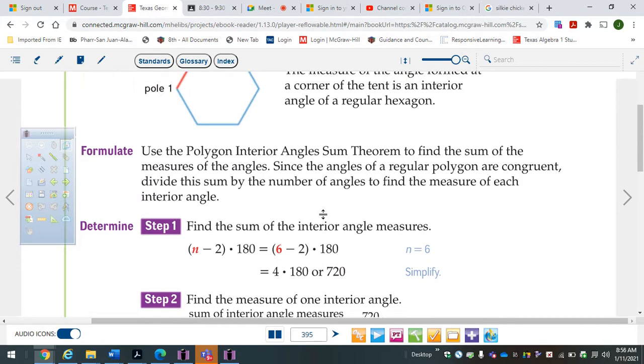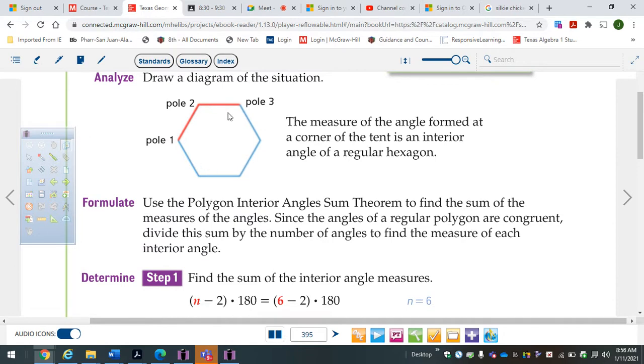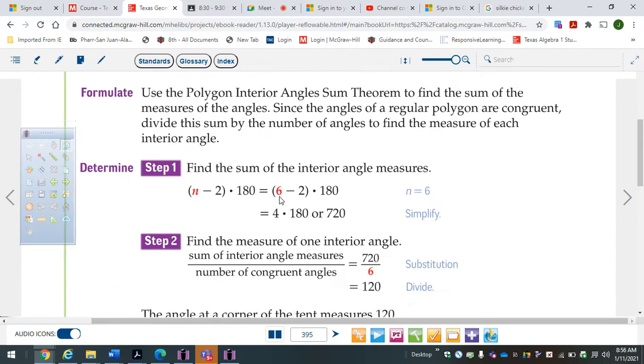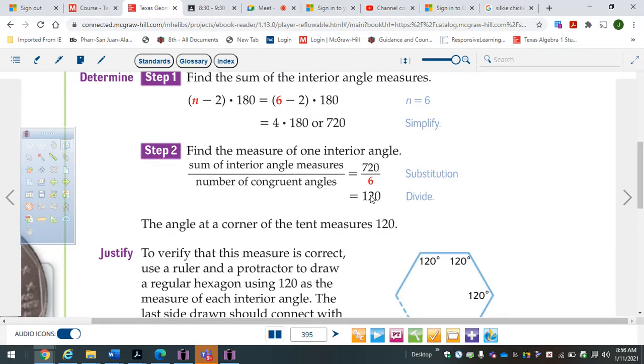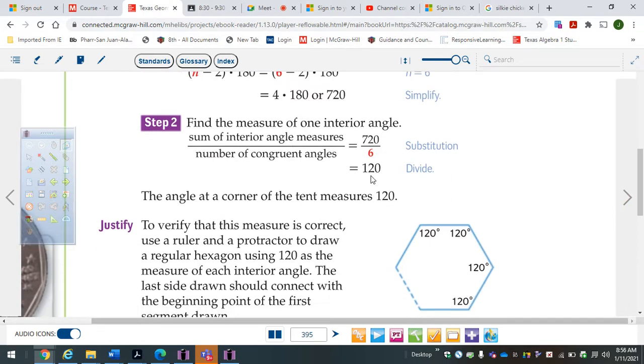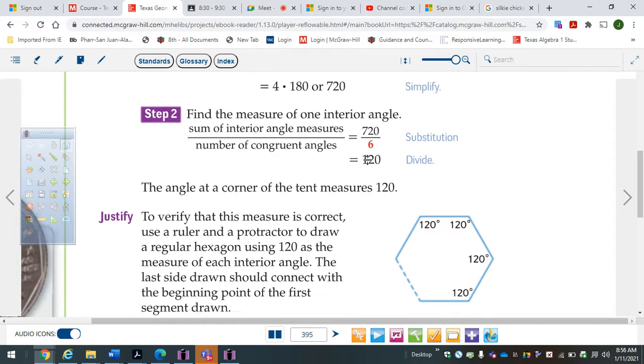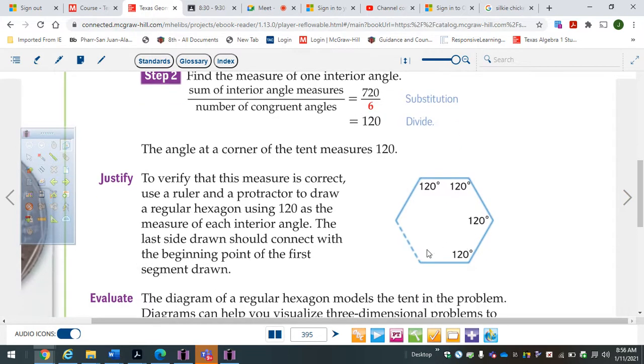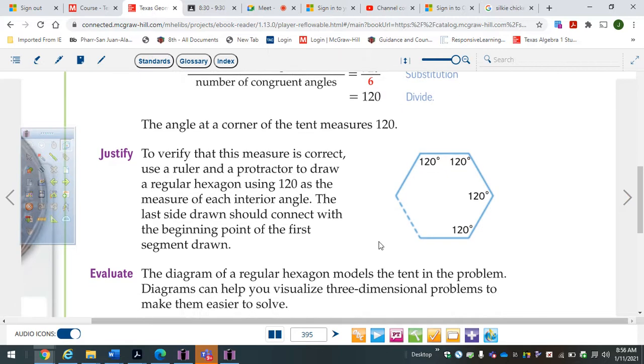Now, that's 720, all of them added together, the interior angle sum, right? Now, if it's a regular polygon, there's how many angles? 1, 2, 3, 4, 5, 6 angles. So I get that 720 divided by 6. Now that shows me that when I have a regular polygon, all angles are congruent, that each angle is 120 degrees. Pretty cool. Not too bad.